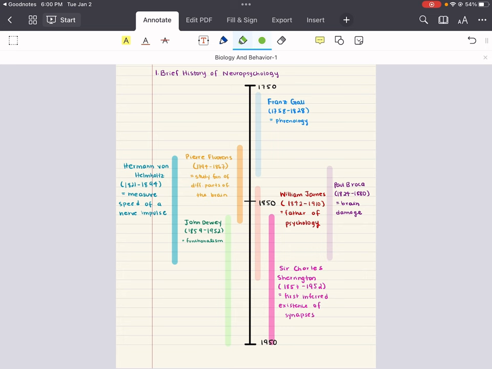So in other words, researchers in the 19th century began to think about behavior from a physiological perspective, and many of these early thinkers formed the foundation of current knowledge about neuroanatomy. And this is where we're linking the functions of specific areas of the brain with thought and behavior. And we're going to start by talking about a man named Franz Gall.